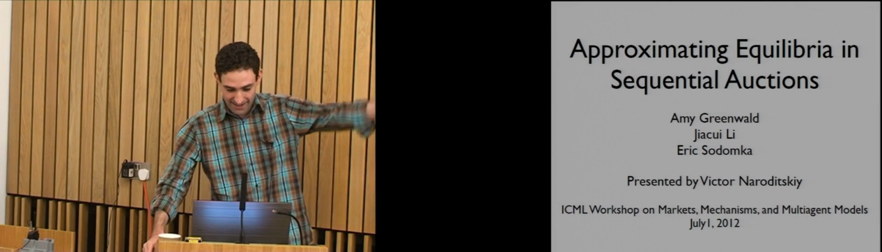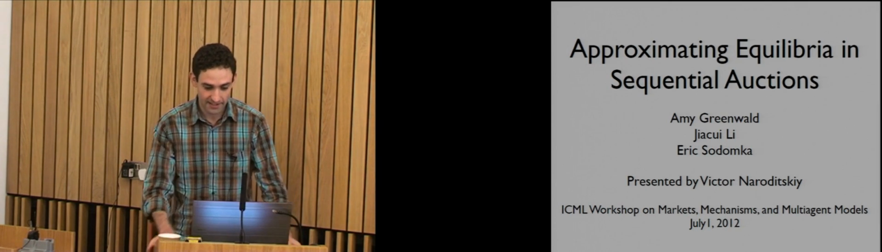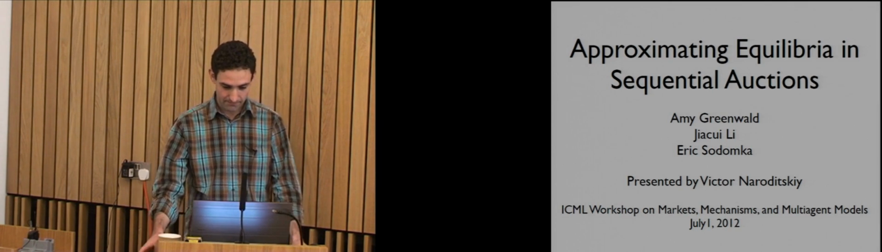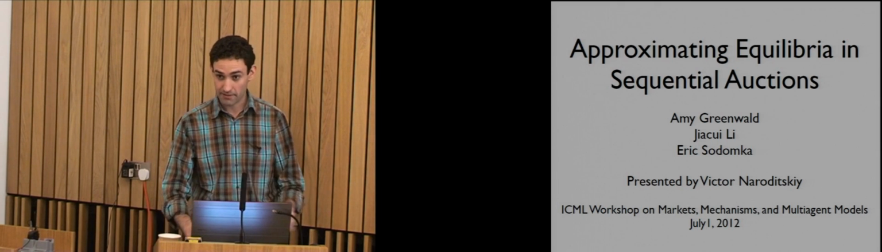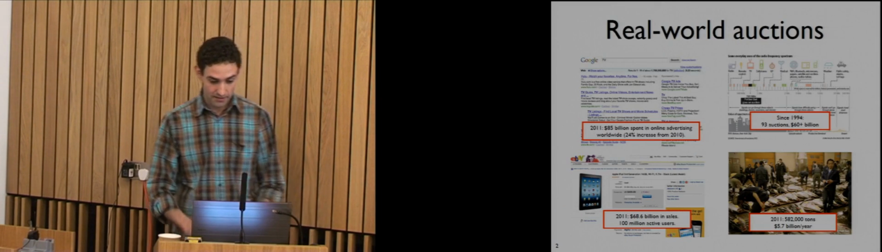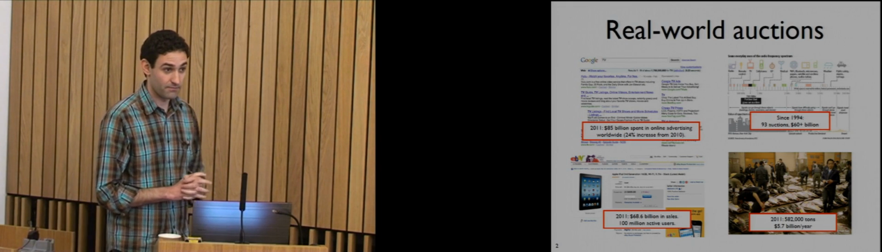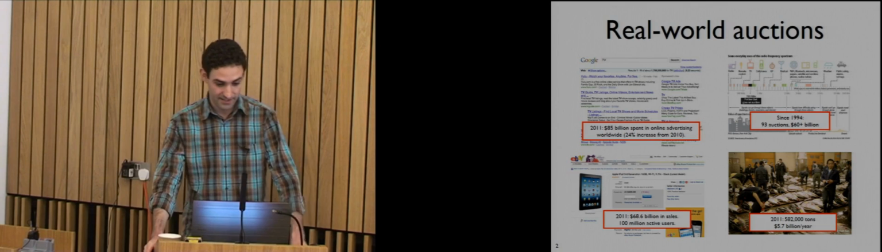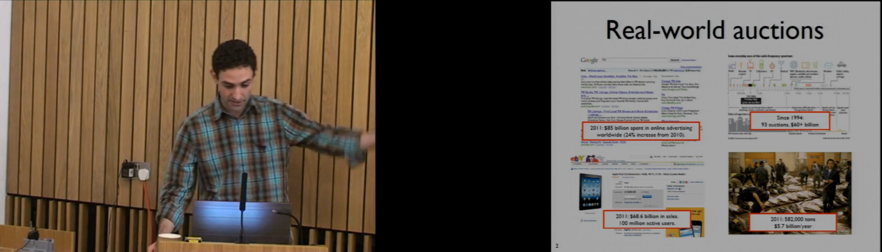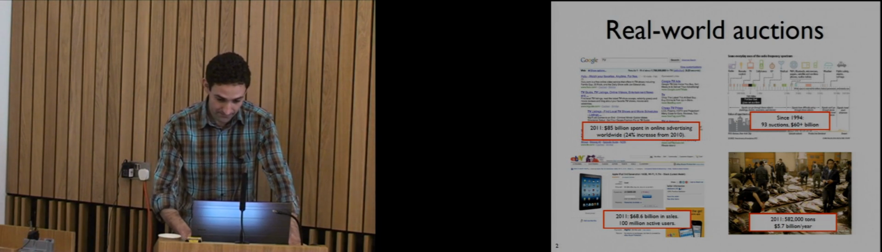So this is work by my ex-advisor, Amy Greenwald, Jay Lee, and Eric Sadomka, and it's going to be about approximating equilibria in sequential auctions. Just to motivate the problem, auctions are ubiquitous, and a lot of money changes hands in auctions. Some examples are ad auctions or eBay auctions.